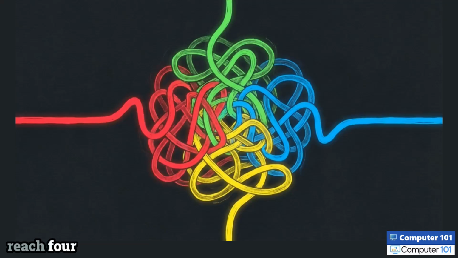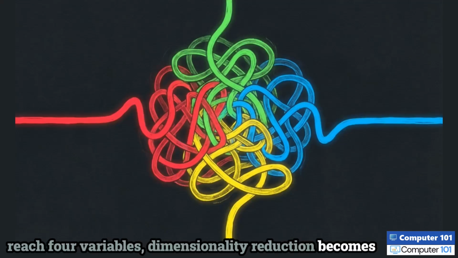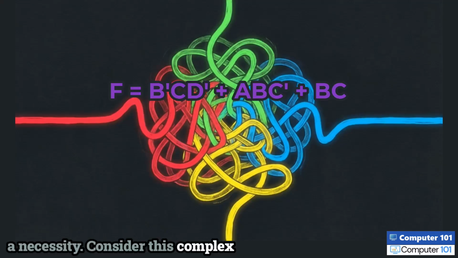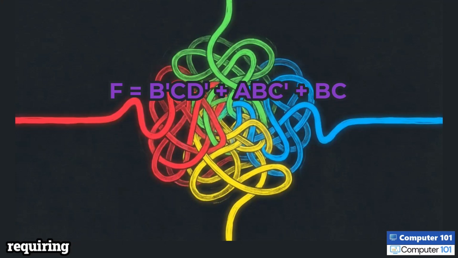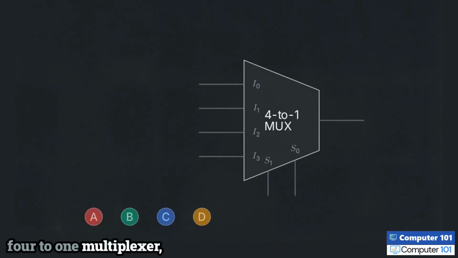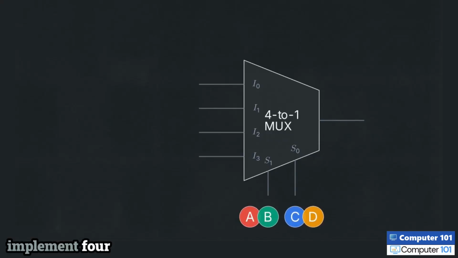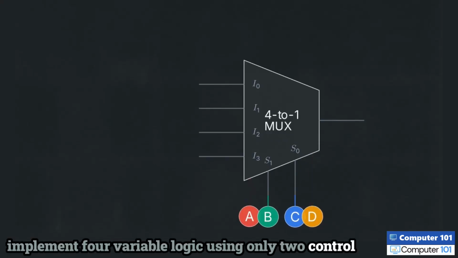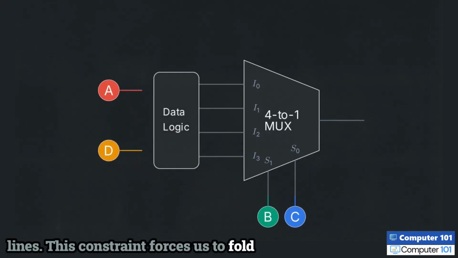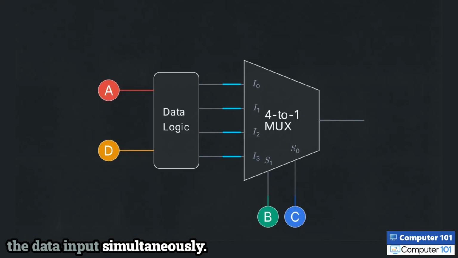When functions reach 4 variables, dimensionality reduction becomes a necessity. Consider this complex Boolean function, requiring inputs A, B, C, and D. If we are restricted to a 4-to-1 multiplexer, we must find a way to implement 4-variable logic using only 2 control lines. This constraint forces us to fold 2 variables into the data inputs simultaneously.